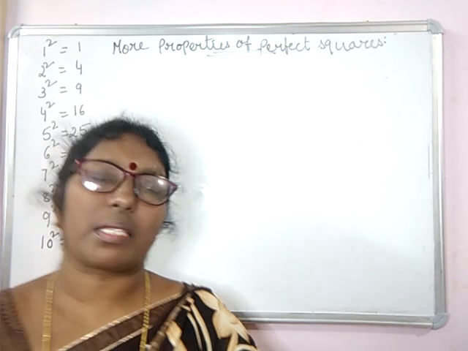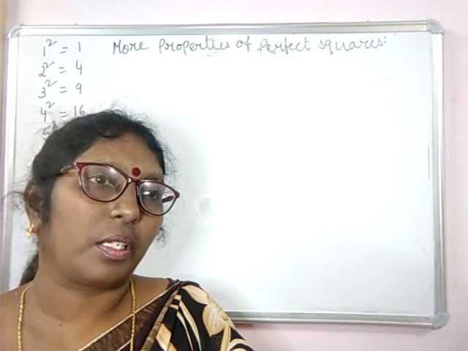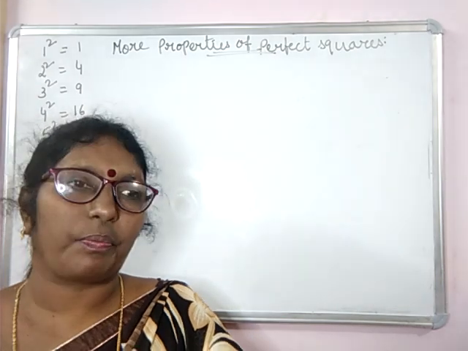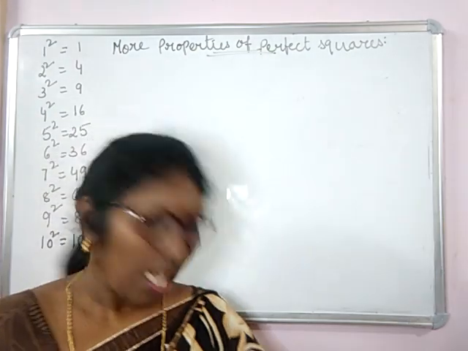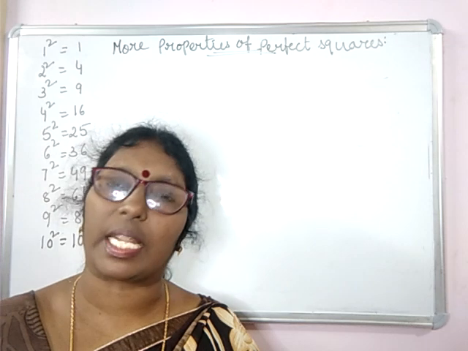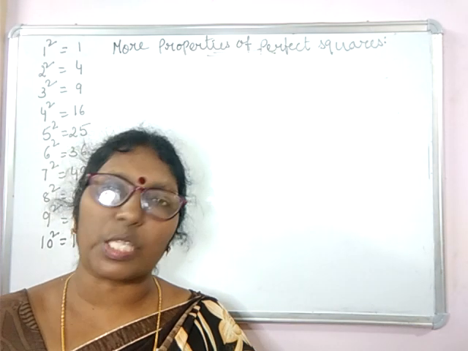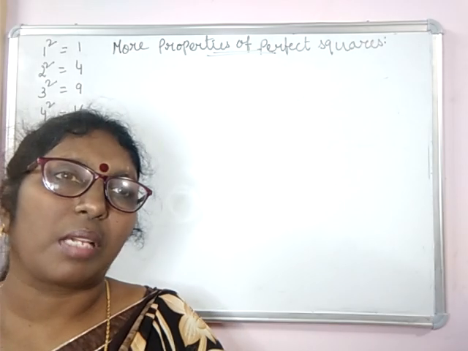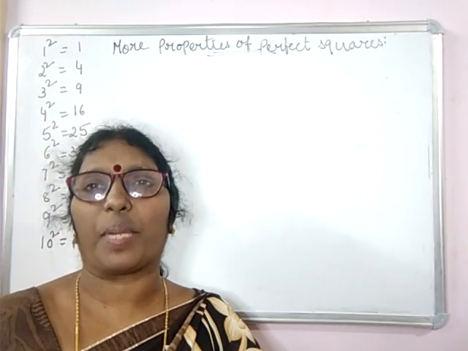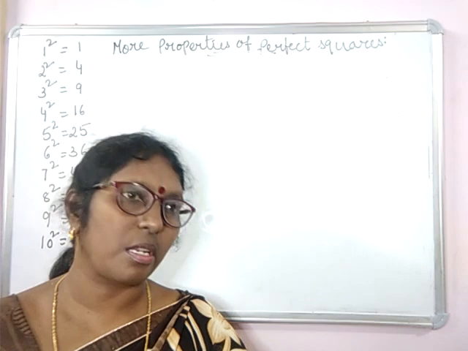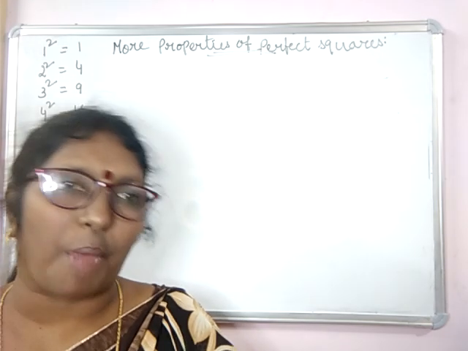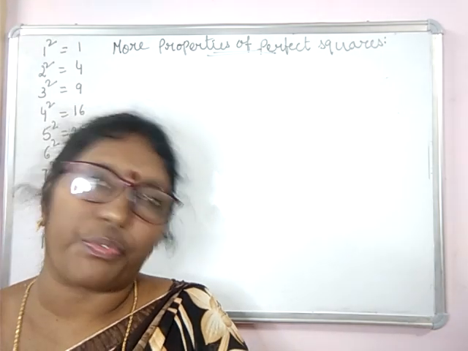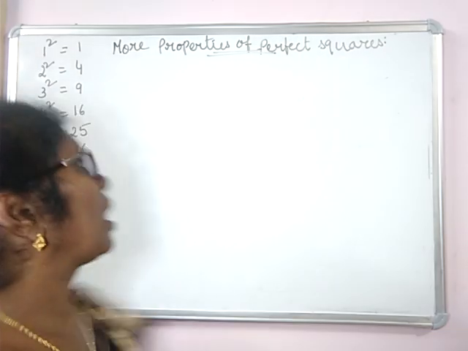In the last class, you learnt what is a perfect square, how to find whether the given number is a perfect square or not, the squares of 10 natural numbers, and some properties of perfect squares. And today you are going to learn about some more properties of perfect squares.